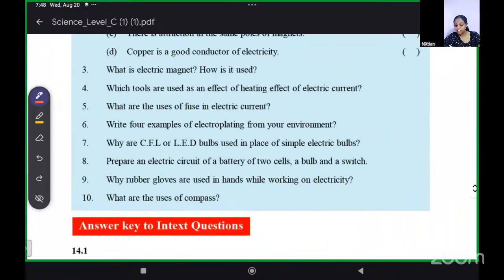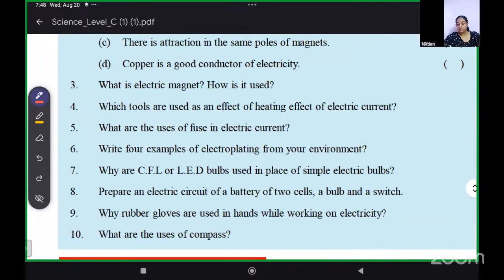Some questions were left here in the exercise. Which tools are used as an effect of the heating effect of electric current? Emma? Fourth question, Emma. Which tools are used as an effect of the heating effect of electric current?